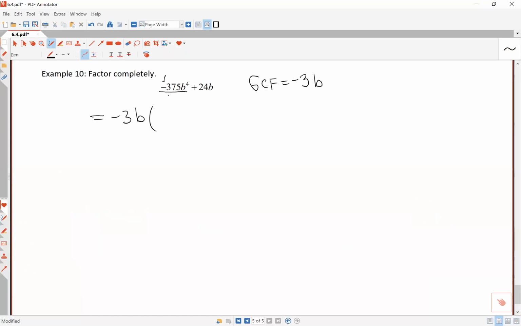When I divide the first piece by negative 3b, I get 125b cubed. Factoring out a negative 3b from 24b, I'm left with minus 8. So now we factor 125b cubed minus 8. We know that we're going to recover our two pieces and have a binomial, and then we're going to have a trinomial thereafter. So the first step on this was to recover.